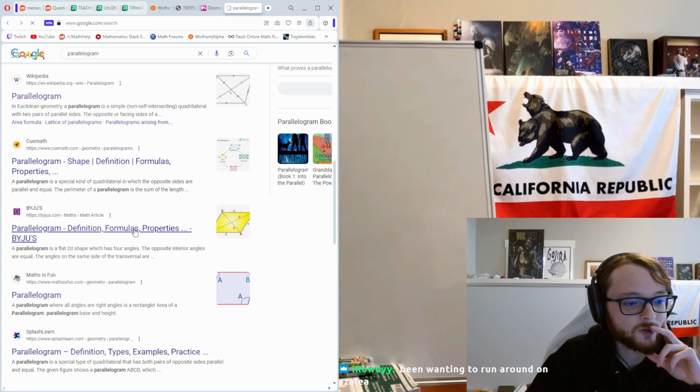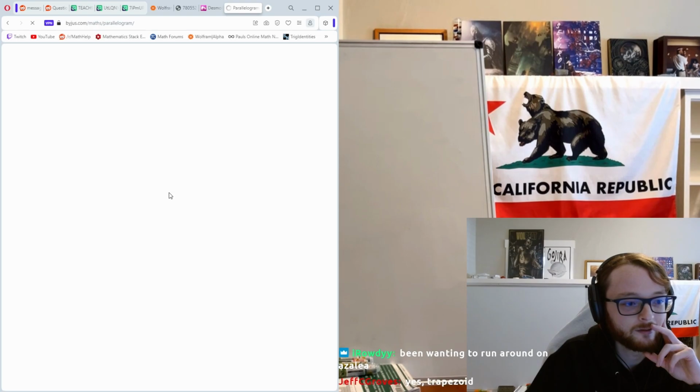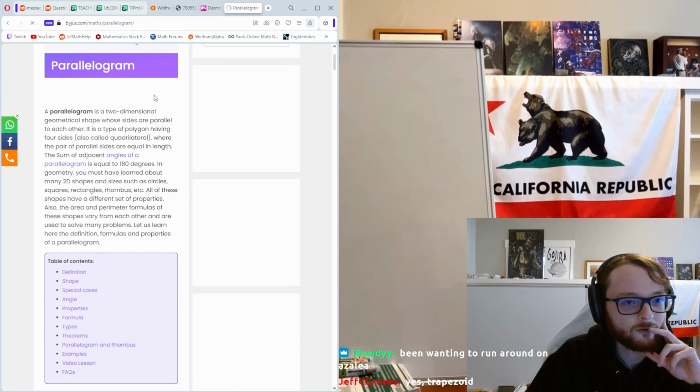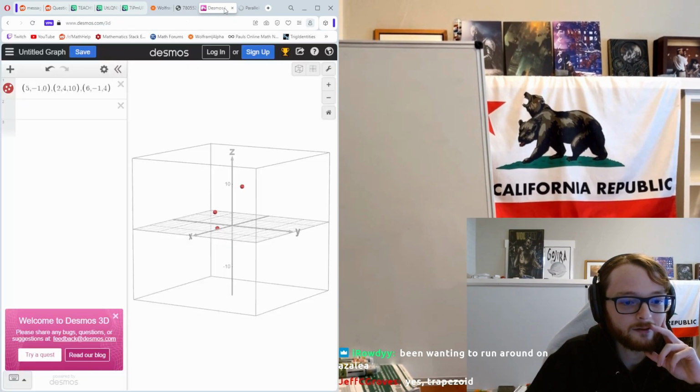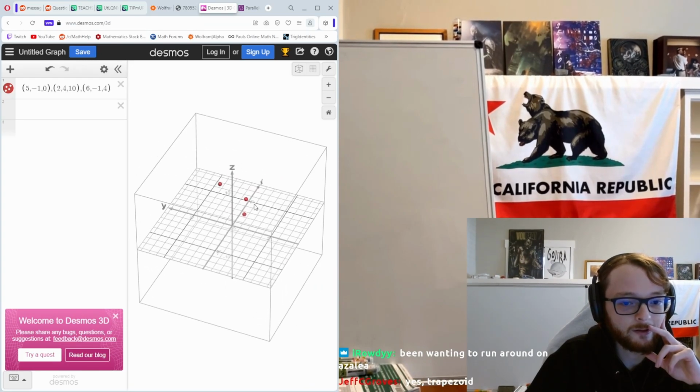Oh, that's for trapezoid. Okay, in a parallelogram, I guess it just has to be two pairs. So how, like, I think I can clearly see there must be one point somewhere around here.